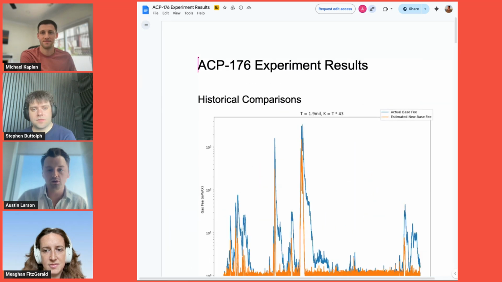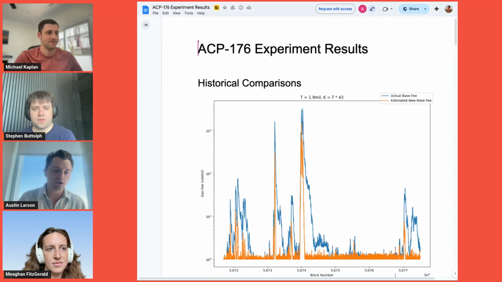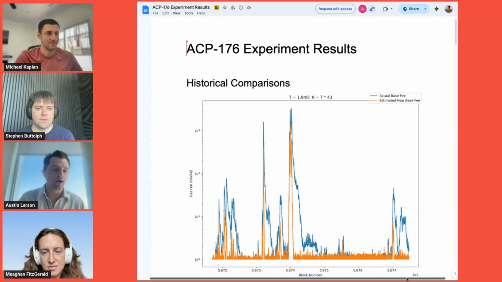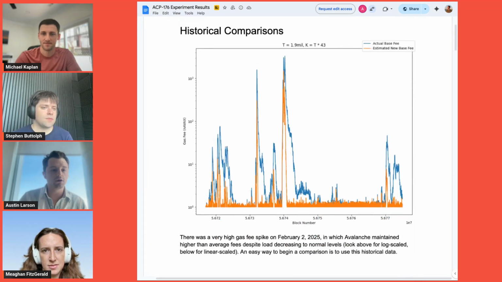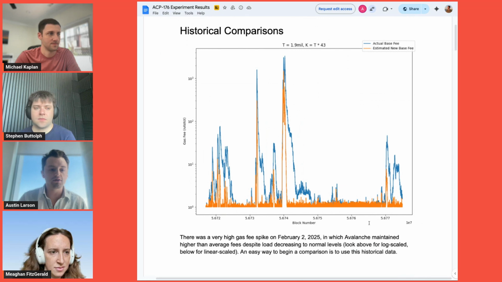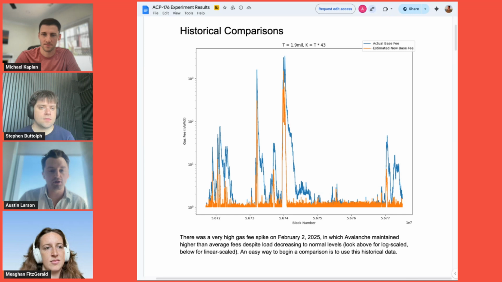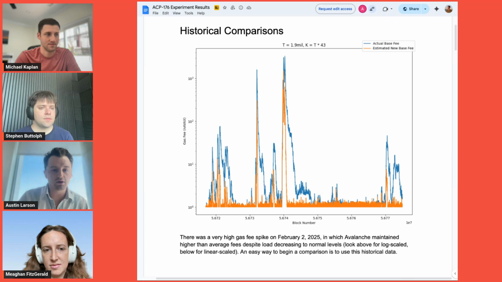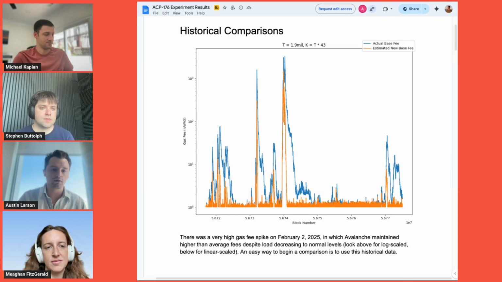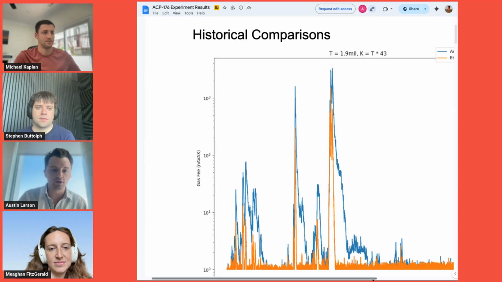So in blue, you can see the base fee that we recorded during some high use day. And then in orange is what would have been the fee with the same demand in our new mechanism. You can see it spikes very similarly, but then it comes right back down once the demand stabilized. And there's another important thing to note here: the y-axis is log scaled.